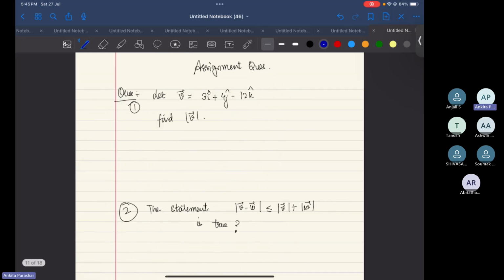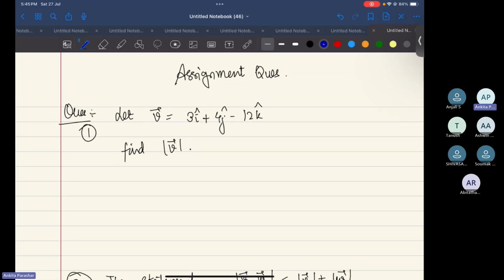Okay, let's go to assignment questions. So this is your first assignment question. Your vector is 3 times i cap. What is the meaning, first of all? Can you tell me what is the meaning of writing this vector in this form? What are these i cap, j cap, k cap?